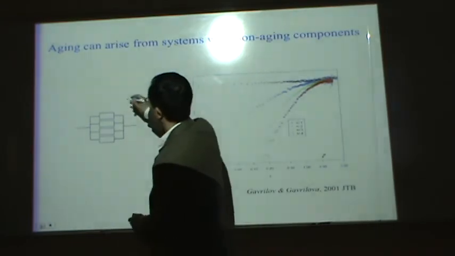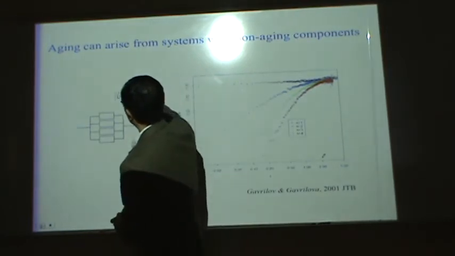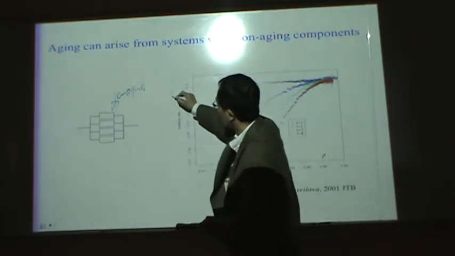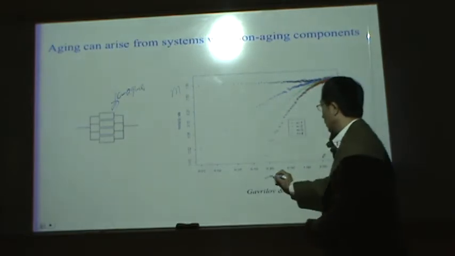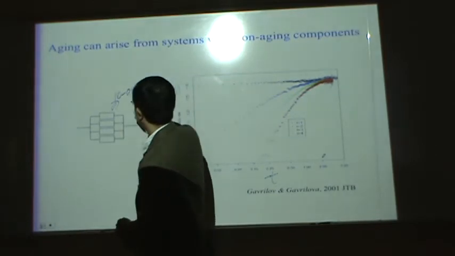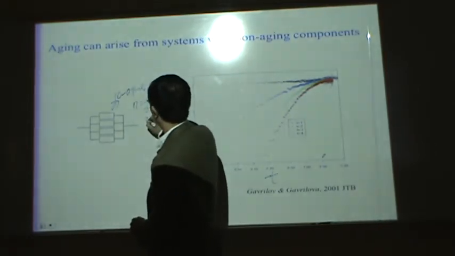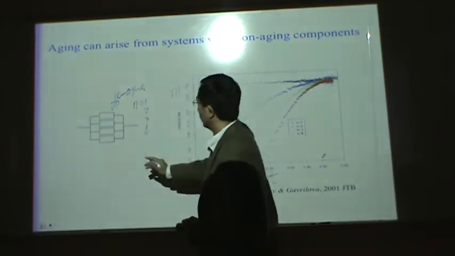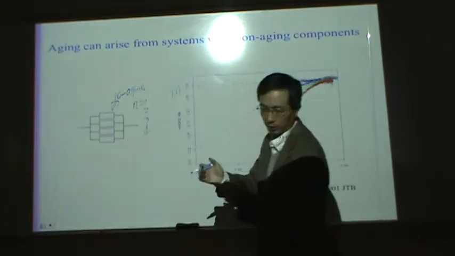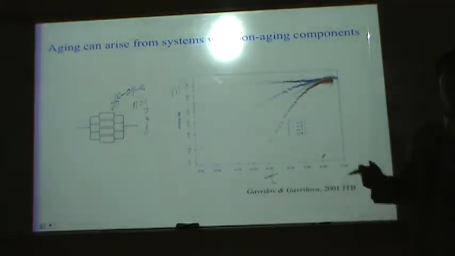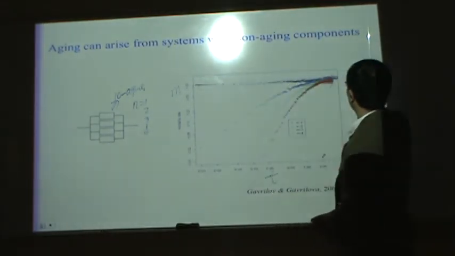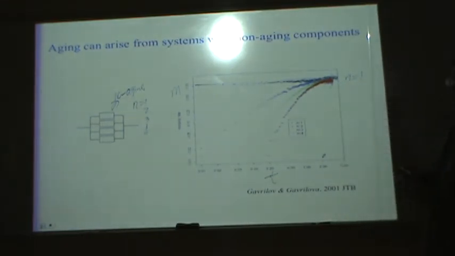So each component I assume to be non-aging. This is a plot of mortality rate over time, a simple demo. I have n equal 1, 2, 3, 4, four components. If n equals 1, I just have one non-aging component. A system with one non-aging component is always going to have a constant mortality rate. So this curve is n equal 1. That's a non-aging system.